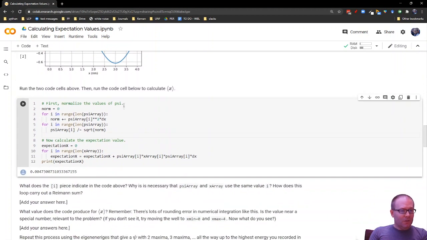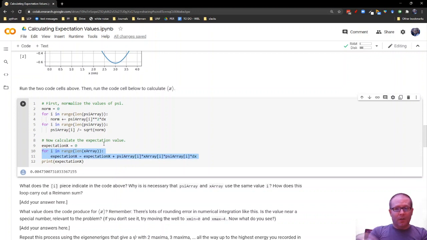Then we're going to run this code to calculate the expectation value of x. First, we'll normalize the values of psi, just like we've done before. And then we'll calculate the expectation value of x. And this is, for all the buildup we've had, numerical integration is actually really simple in terms of writing the code. You need some kind of total, right? You need a value for the integral. That is our expectation value of x. We're going to call that expectation x. Start out with that equal to 0. Anytime you're adding a bunch of stuff together, you have to start at 0 as your baseline.